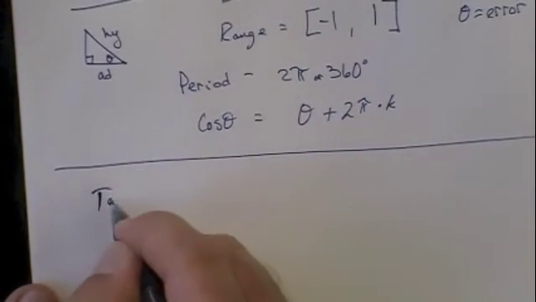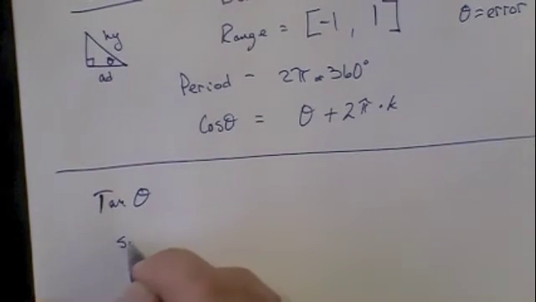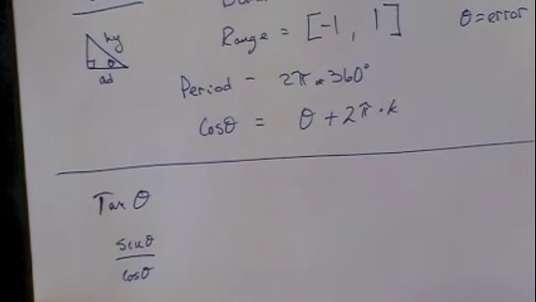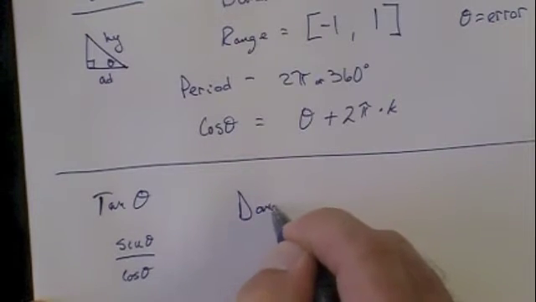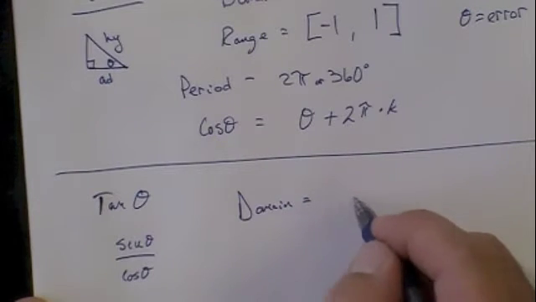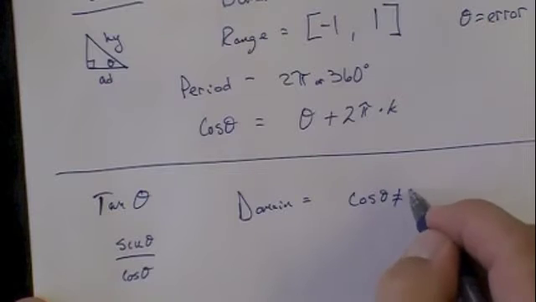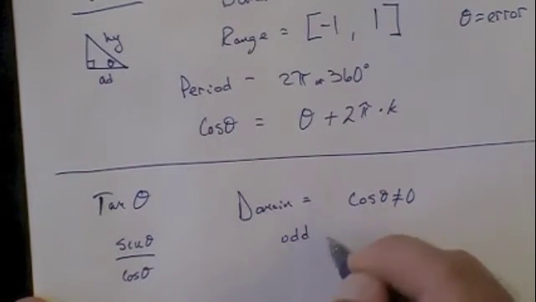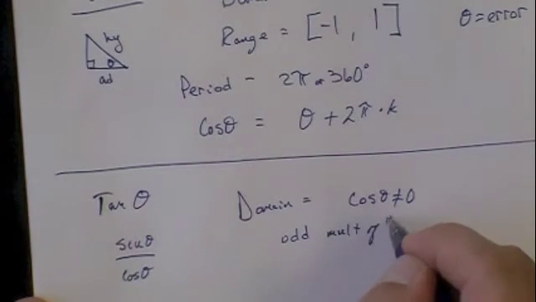Tangent. Now remember, for tangent, that is sine divided by cosine. So we could have, for our domain, all real numbers except where our cosine of theta value cannot equal 0. All right, and that happens on odd multiples of pi over 2.